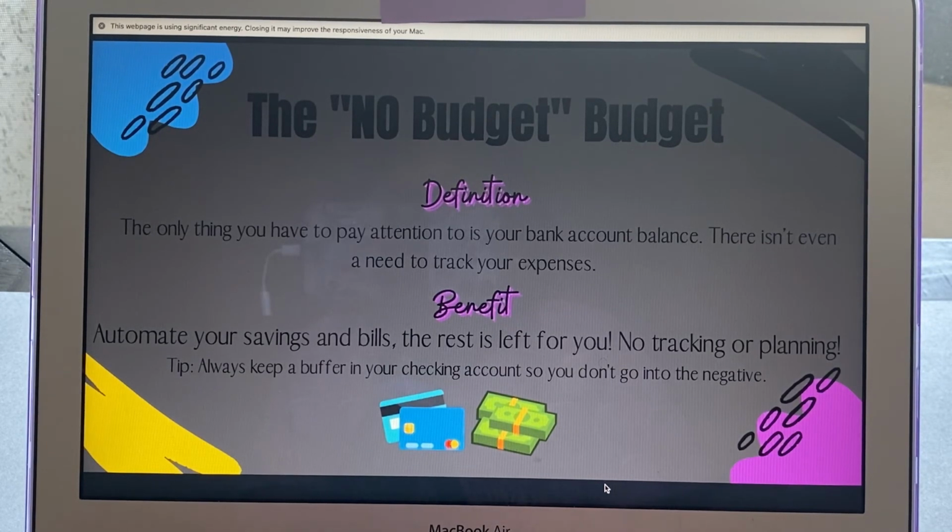The only benefit that I see is that you don't have to do all that extra work of planning everything out. What I do suggest though is you automate all of your savings and your bills, because you don't want to be late on any of your payments, and then you also want to save for your future and also invest for your future. So we're developing assets and we're building up our network, so it's very important. Like I said, it's important to make sure you have that buffer so you don't go into the negative.